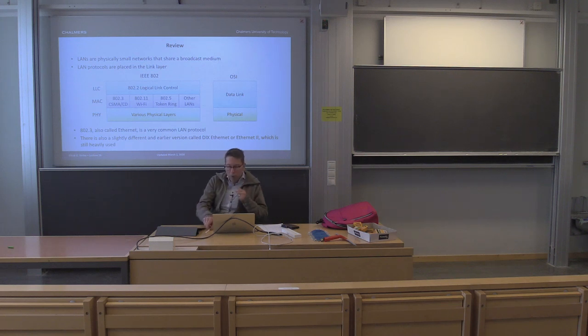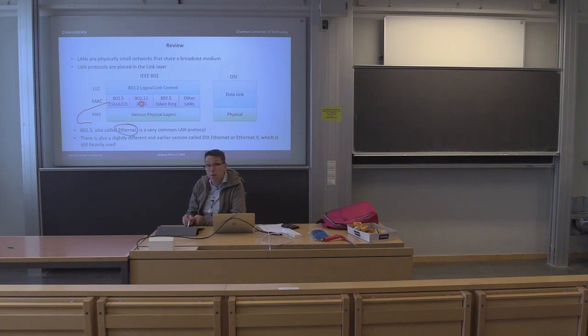Short review where we're standing. We're talking about local area networks. So these are typically small networks, and the protocols for these are placed in the link layer. So we have the OSI here, and we have the IEEE stack on the left. If you remember, we talked about the link layer control, and then on this MAC, which is also known as Ethernet. Okay, so this is Ethernet. And now we will talk about Wi-Fi today.